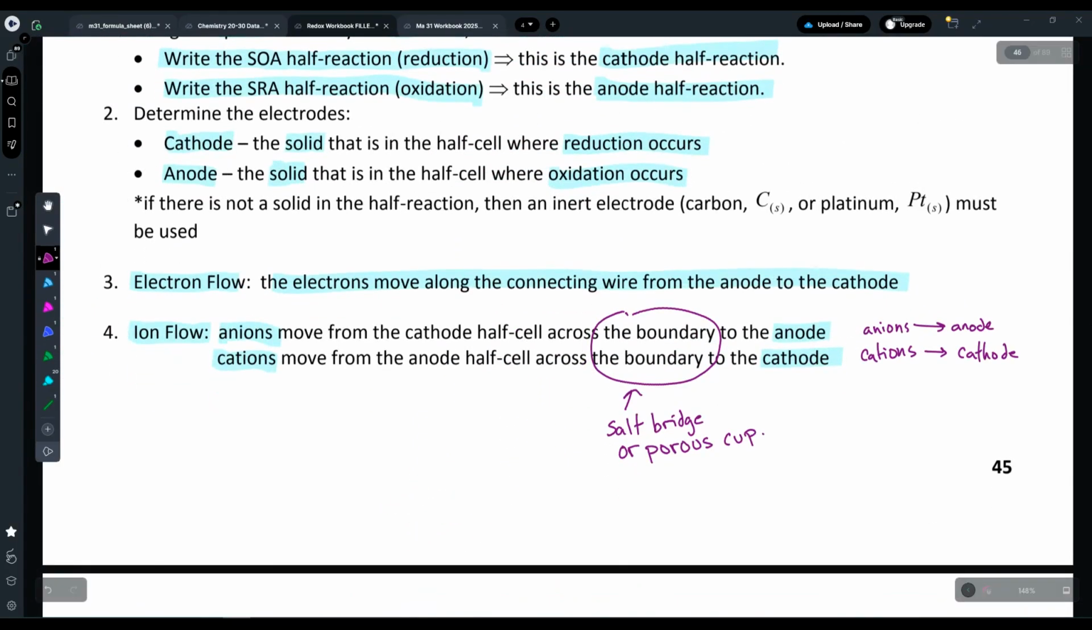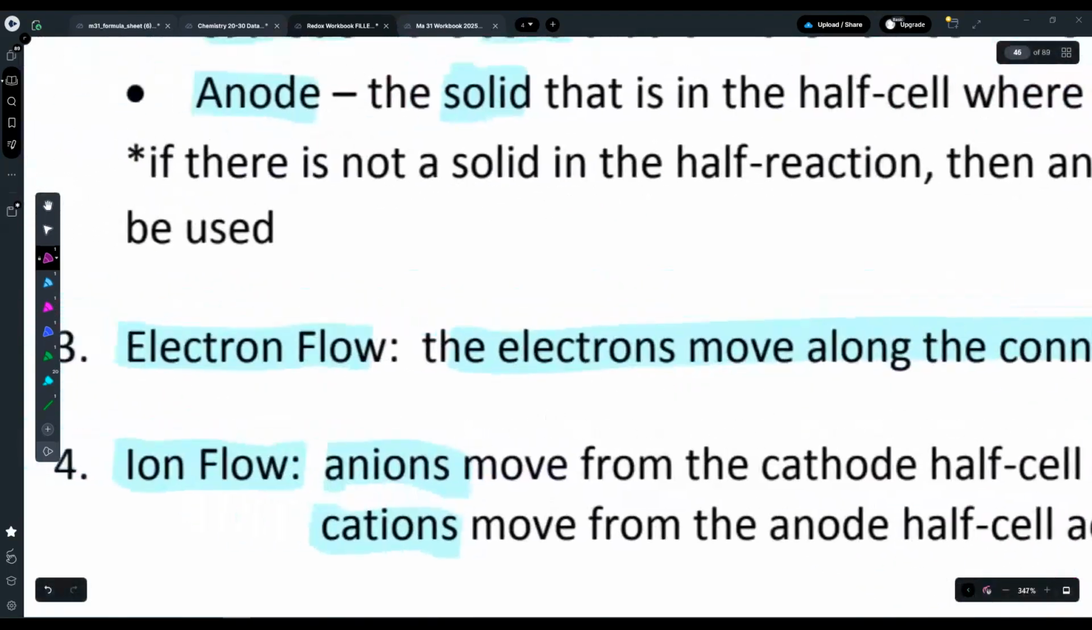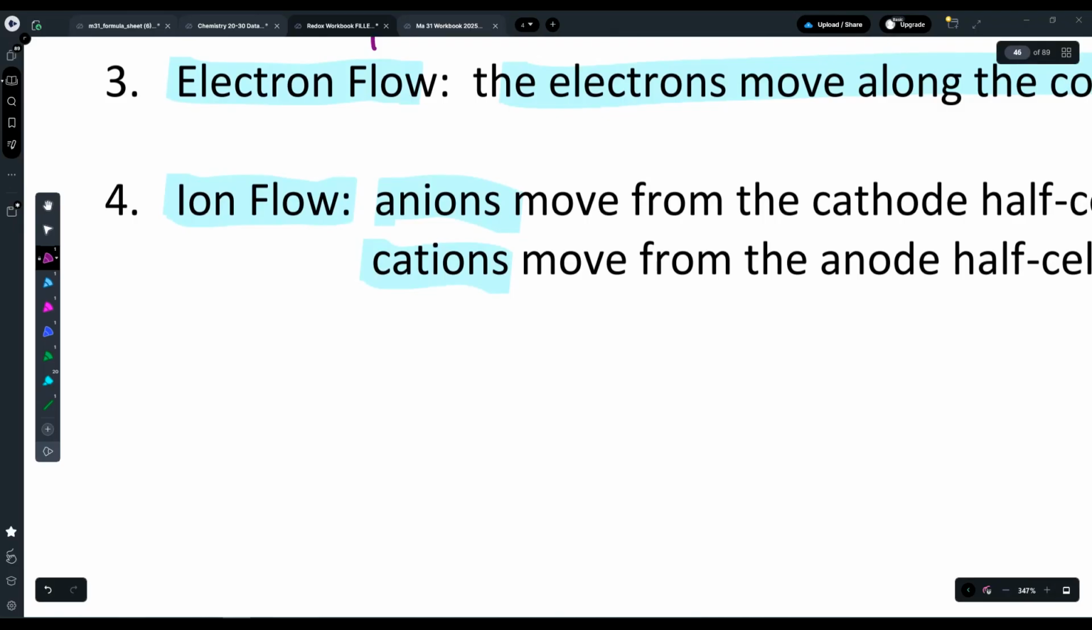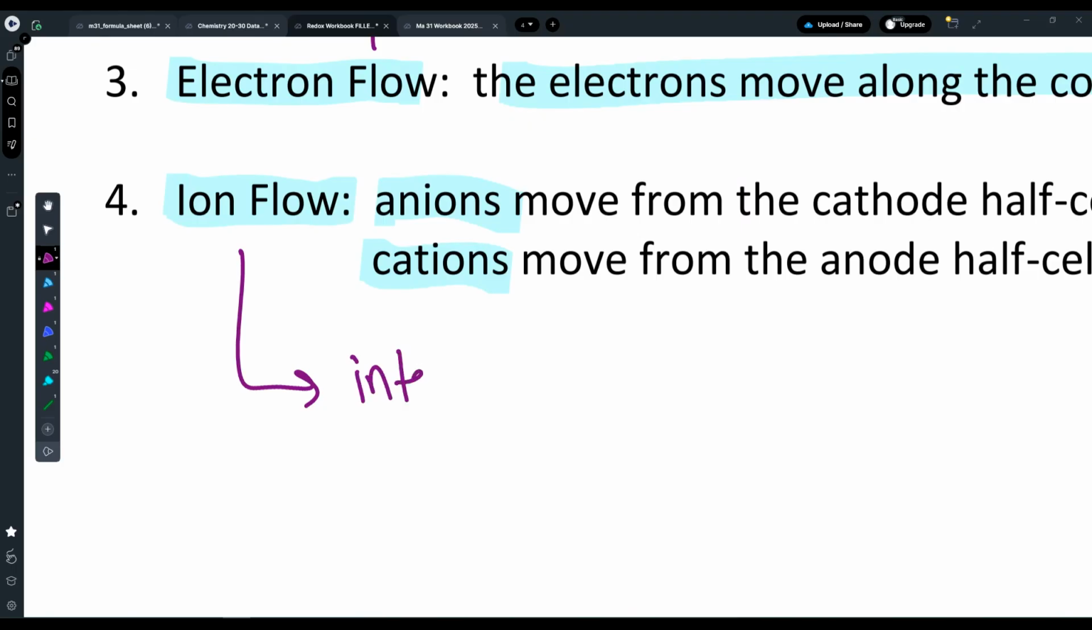Now, the electron flow moving through the wire is going to be outside of the beakers, so we're calling this the external circuit. Whereas the ion flow happens in the solutions and across the salt bridge or the porous cup. So this is considered to be the internal circuit.